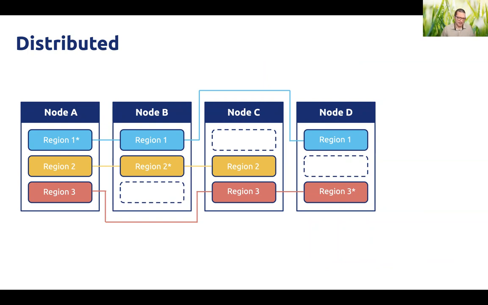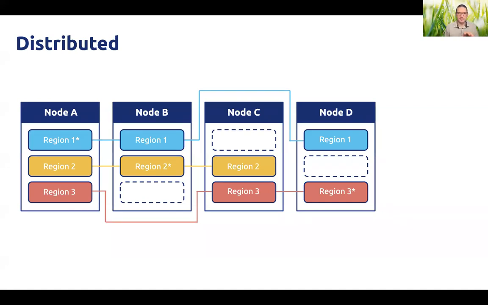And as I said a bit earlier in response to a question, we use range based sharding. So you might have all the keys between 0 and 1,000 in region 1, between 1,000 and 2,000 in region 2, between 2,000 and 3,000 in region 3. So your data is split into ranges, and each of those ranges is a region. And then each region is replicated across multiple nodes.